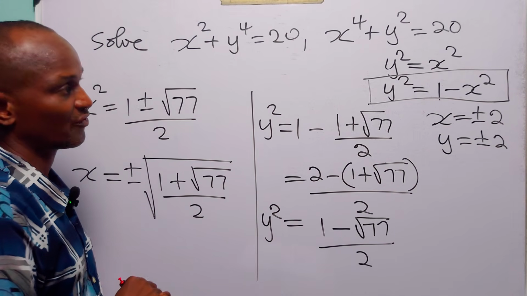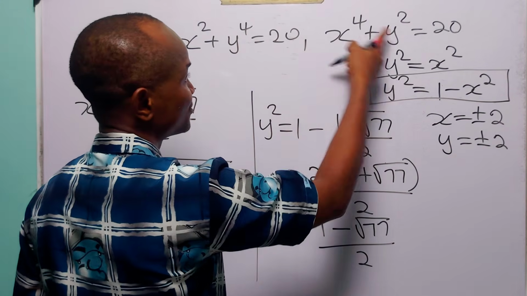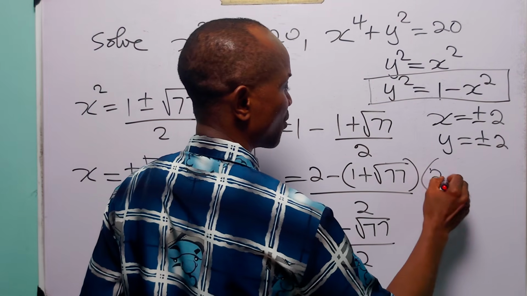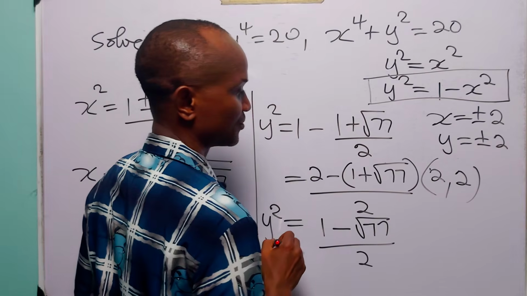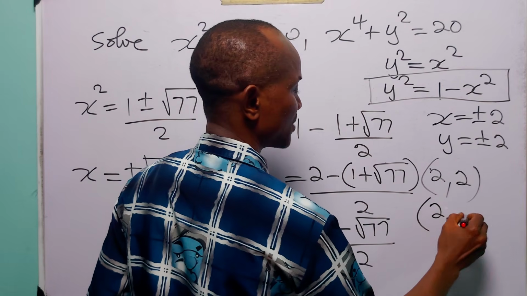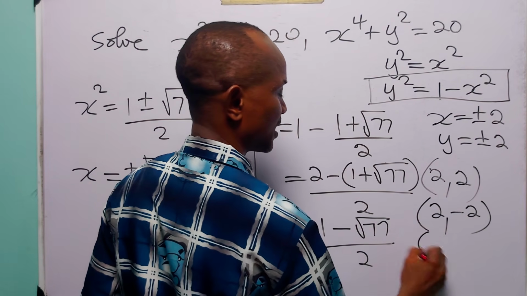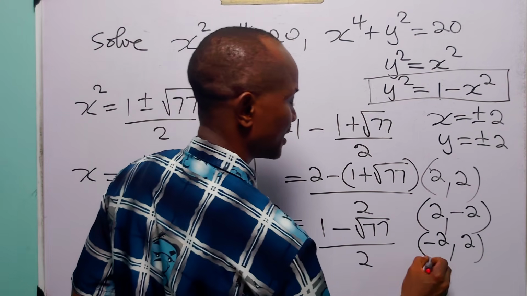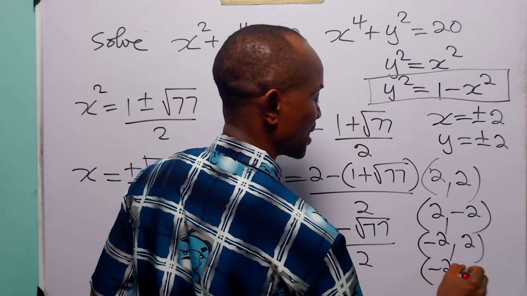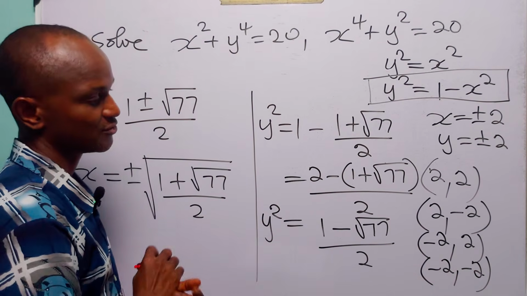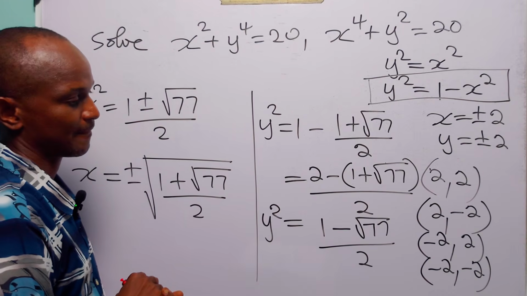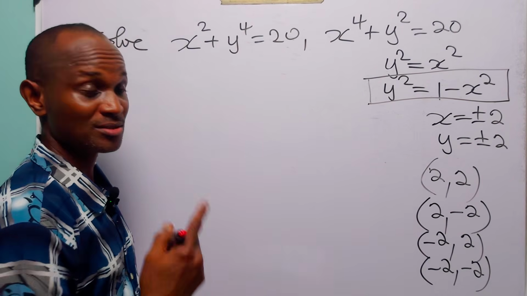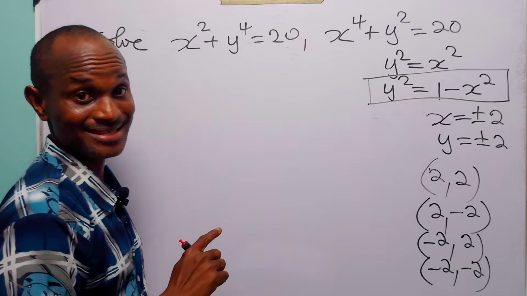So the only real values of x and y that satisfy these two equations simultaneously are x equal to 2 and y equal to 2, x equal to 2 and y equal to minus 2, x equal to minus 2 and y equal to 2, and lastly, x equal to minus 2 and y equal to minus 2. So we have 4 points. Now to check our answer, we test all the 4 points at once. Of course, you know that this is x and this is y.